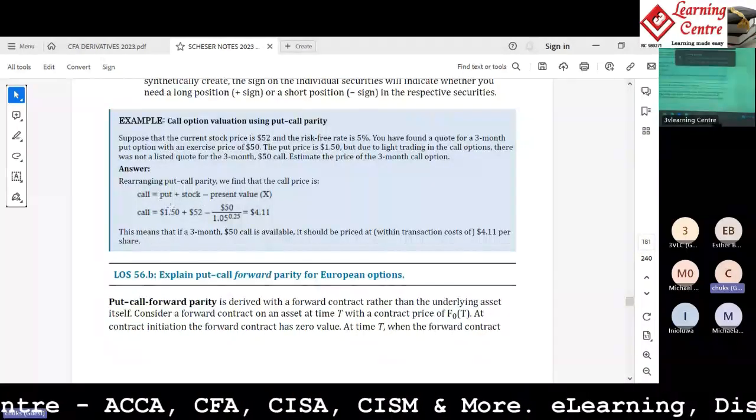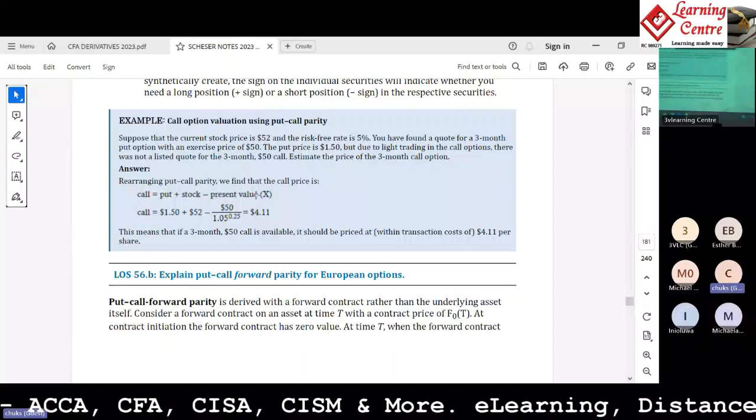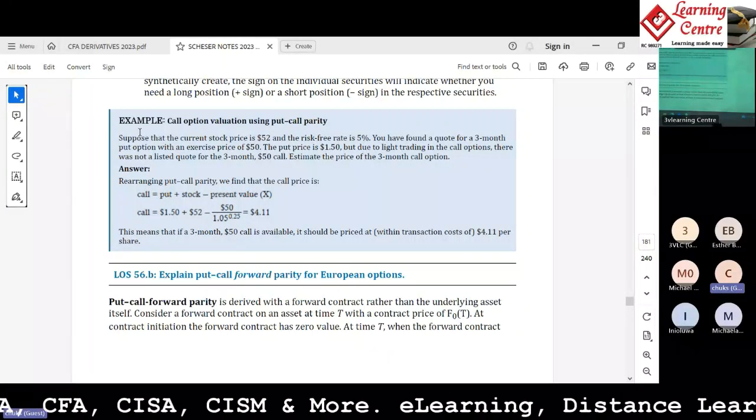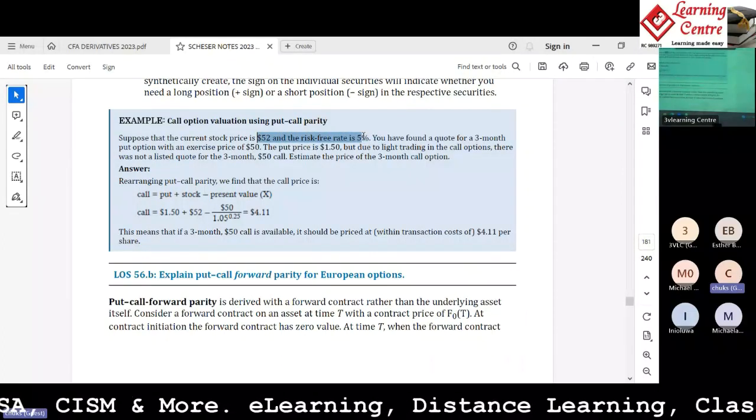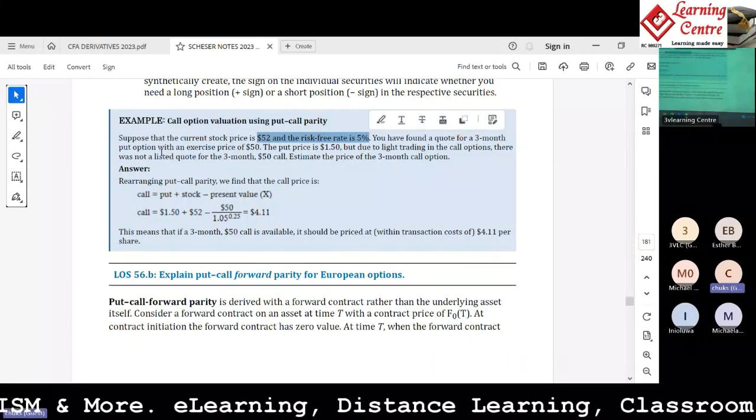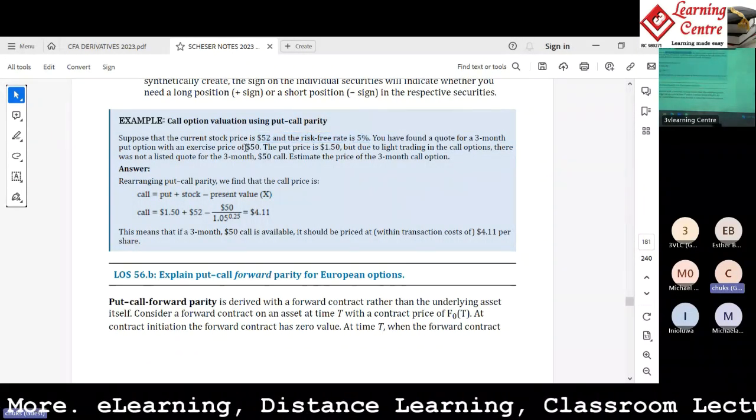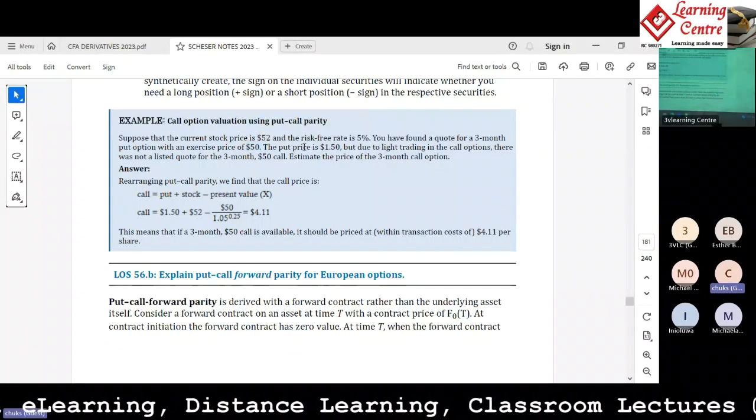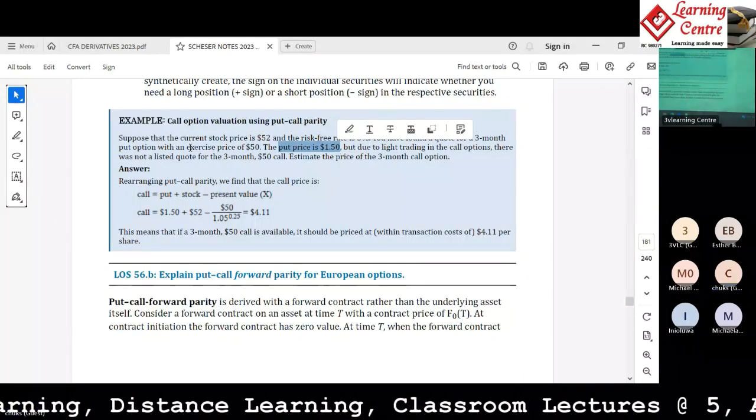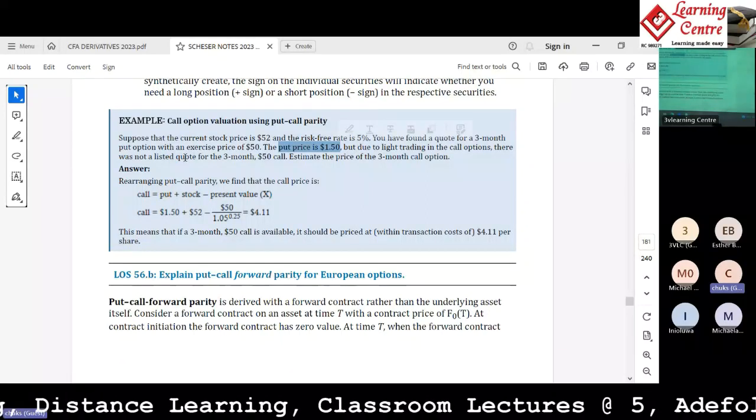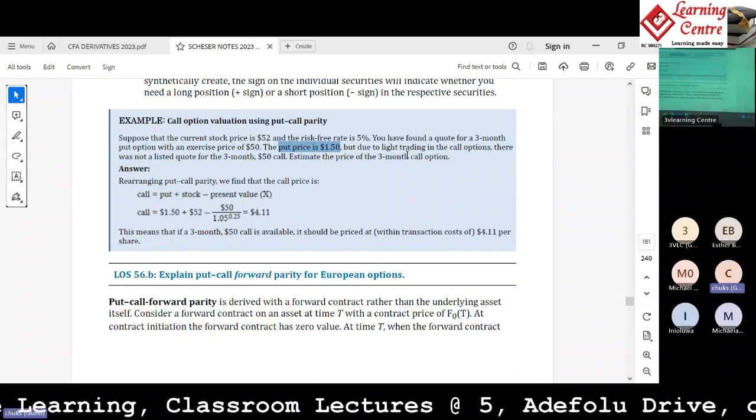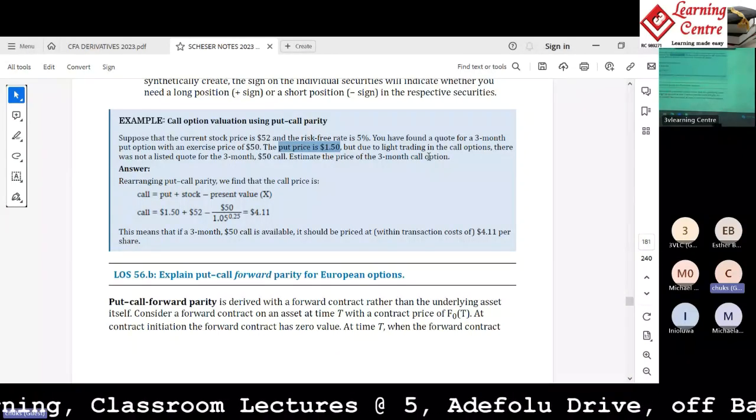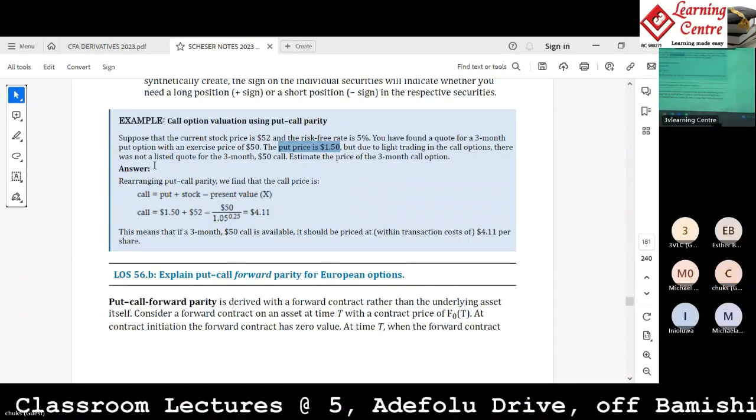So this is just an example of that. In this question, the stock price is 52, the risk-free rate is 5%, the exercise price is 50, and the put price is 1.5. There was no listed quote for the 3-month $50 call. Estimate the price of the 3-month call option. So we want to get what the call option price is.